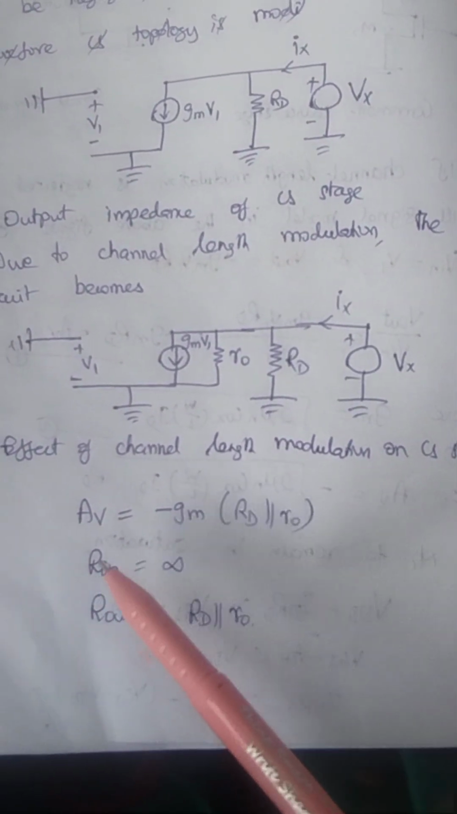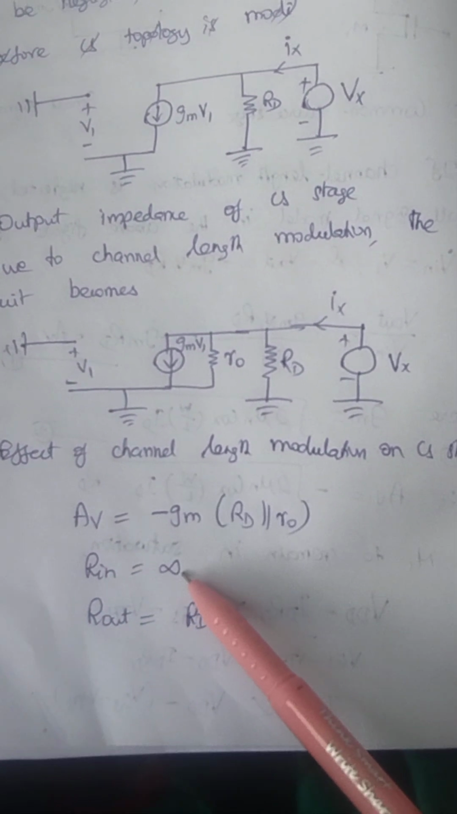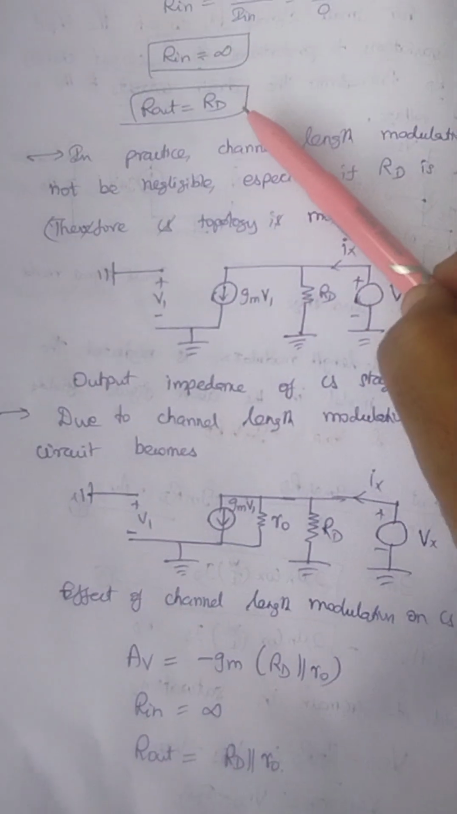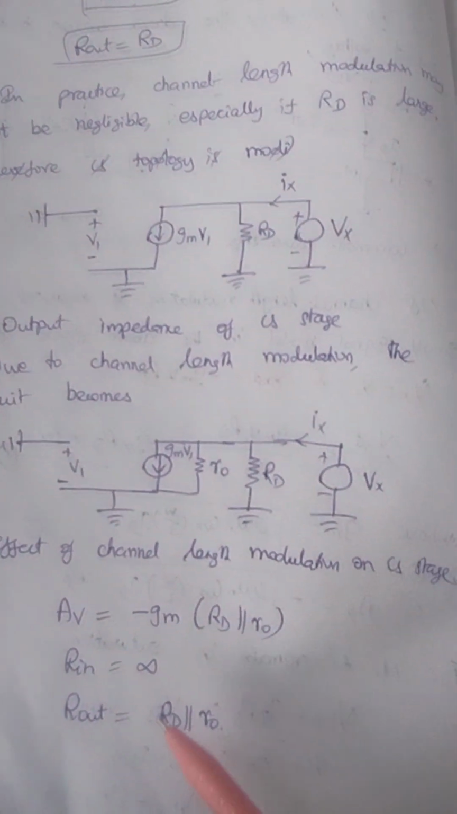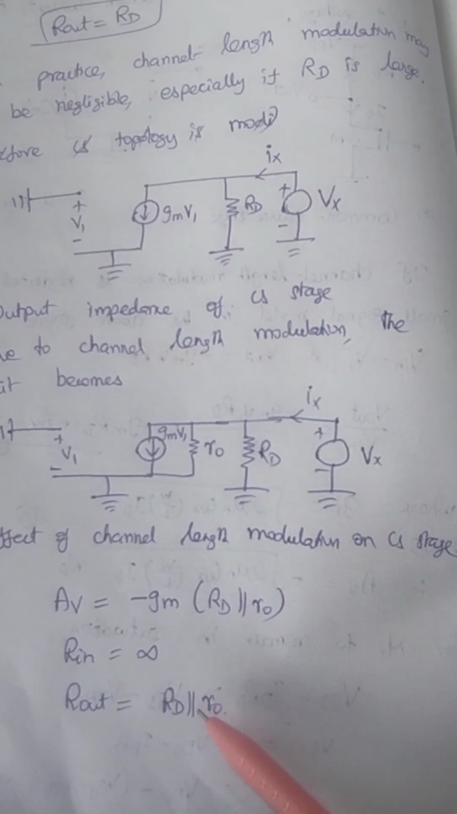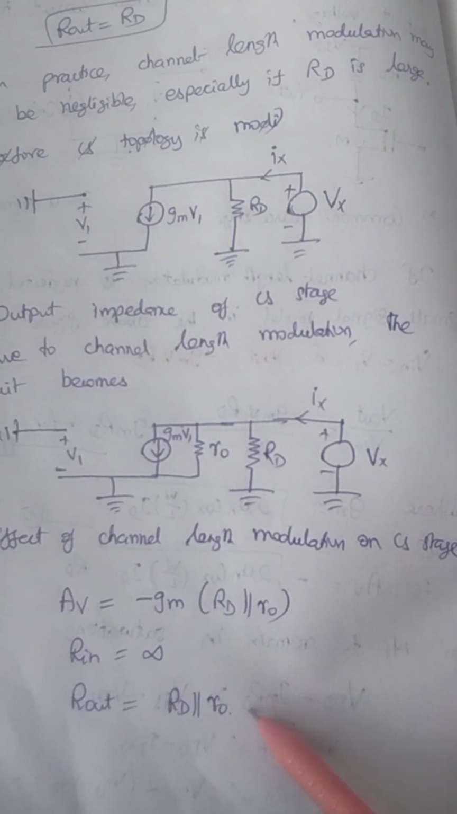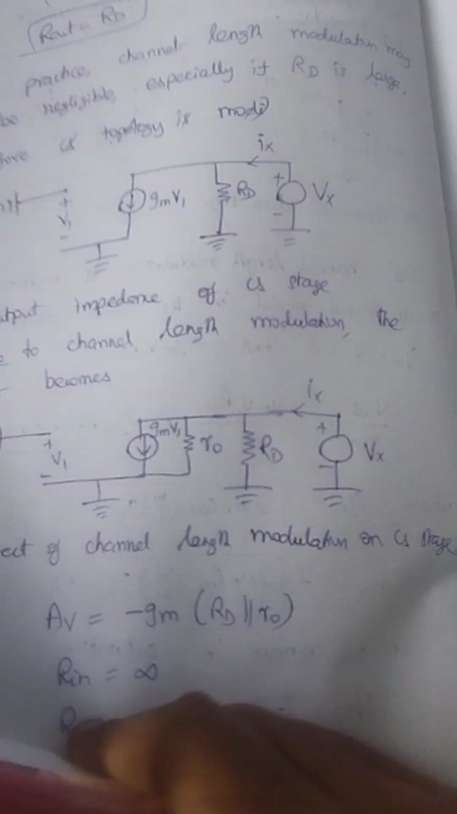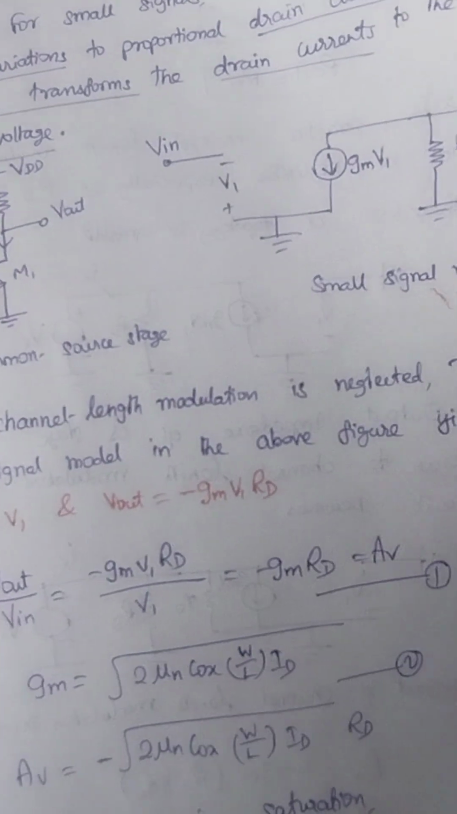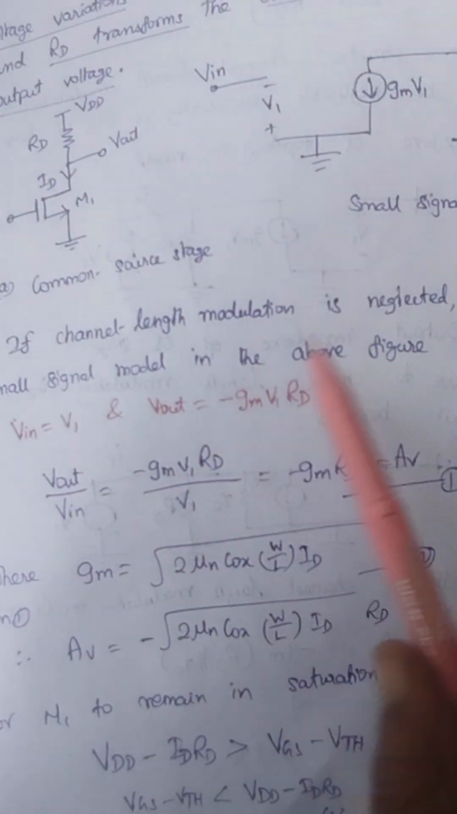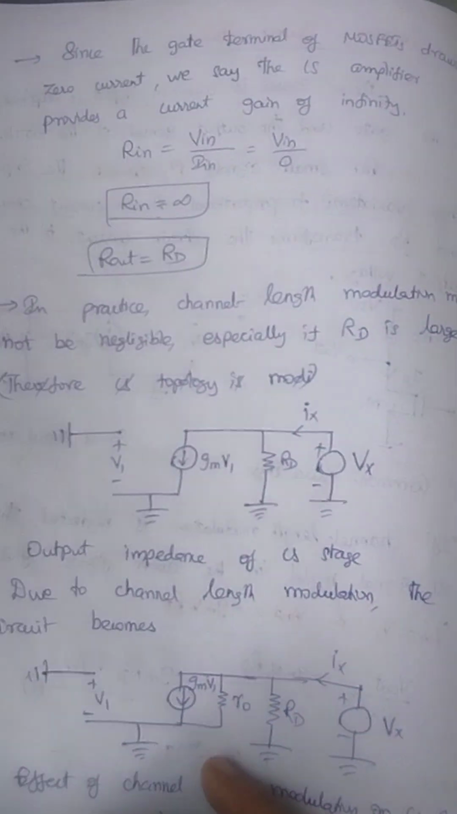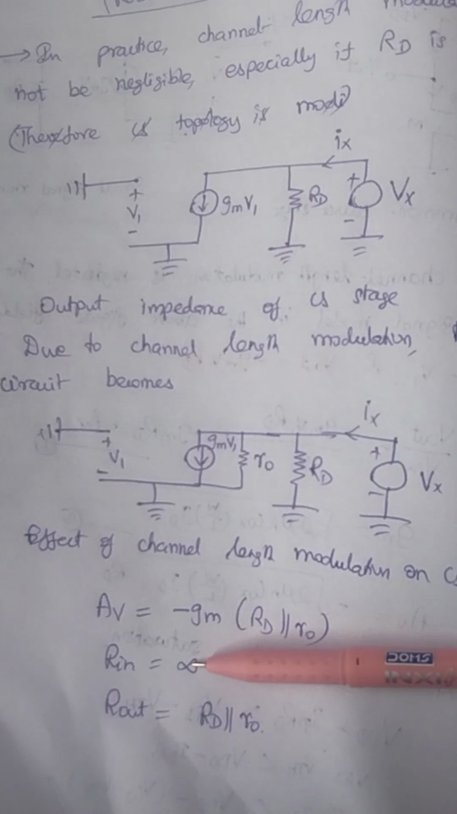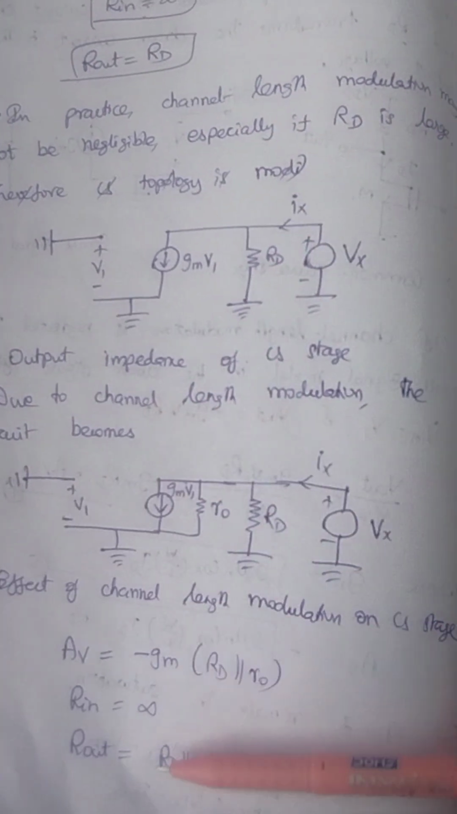Then for input resistance, there is no change, it will still be infinite. And next, output resistance: if you are not considering channel length modulation, your output resistance will be equal to RD. If you are considering channel length modulation, then it will be equal to RD parallel ro. This is about output resistance. So we discussed the common source stage with its small signal model: if you neglect channel length modulation, what the gain, input resistance and output resistance are, and if you consider channel length modulation, what the gain, input resistance and output resistance are.